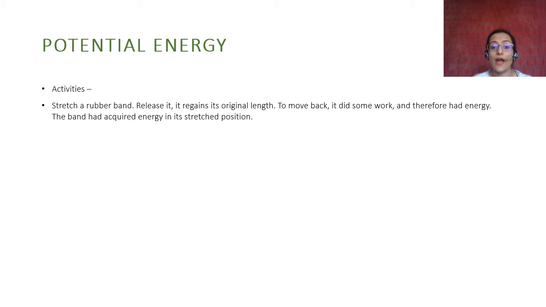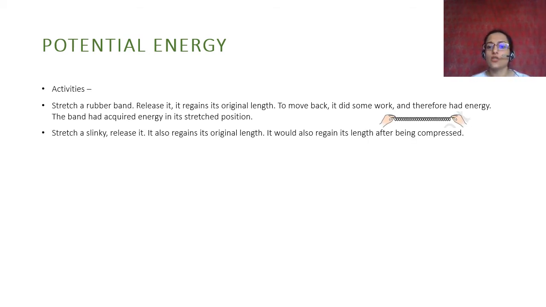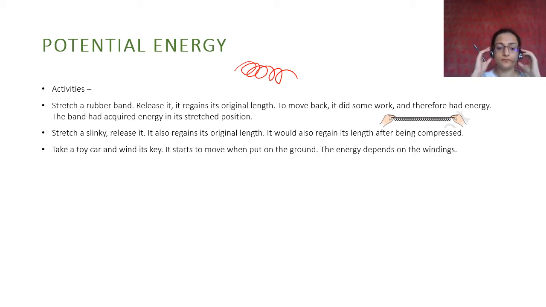The band had acquired this energy in its stretched position, right? You transfer energy when you stretch a rubber band, right? आपने उसके ऊपर कुछ energy किया, आपने उसके ऊपर कुछ work किया, therefore it had some energy. Okay, you stretch a slinky. What is a slinky? It is a round metal की चीज होती है, right? I don't know if you have this. It is like a spring. So if you release it, it again regains its original length. It will also regain its original length after being compressed. अगर आपने उसको बहुत जोर से compress किया, it will also come back to its original length.